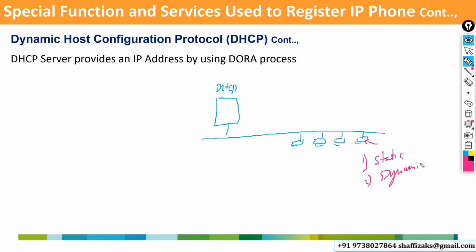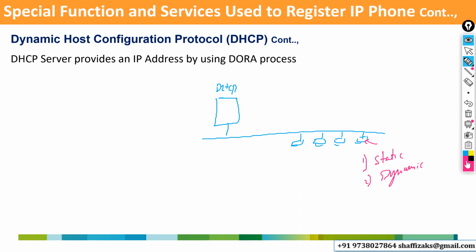Suppose you have selected get an IP address automatically, that means you don't have an IP address. In this case, it will send one discover message. In general, discover means searching. It sends one discover message, and this discover message goes as a broadcast. Broadcast means sending to everyone: I don't know anyone, I'm searching for a DHCP server.